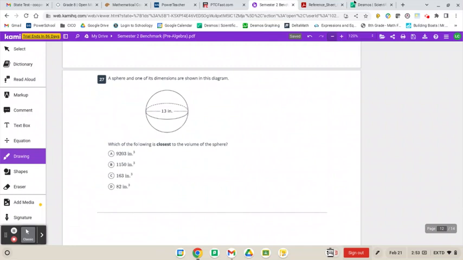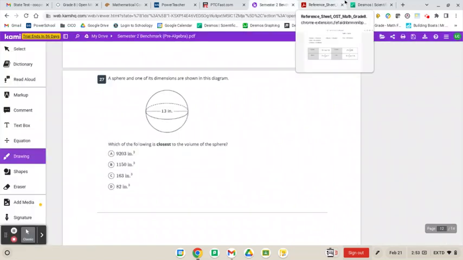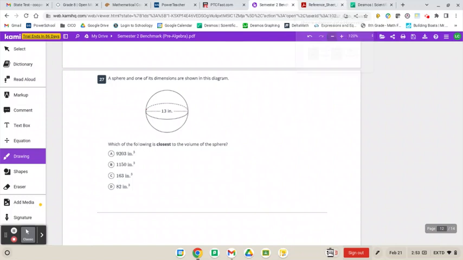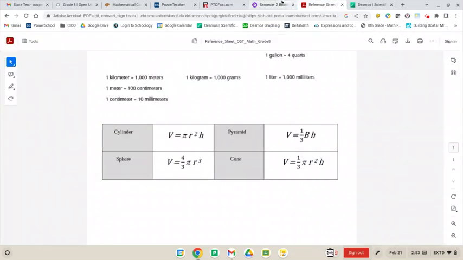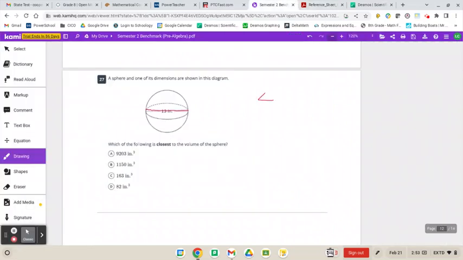And then our last one is a sphere. So we go here. We have 4/3 pi r cubed. So again, they gave us the diameter. So we would cut 13 and a half in half, and you would get 6.5. Sorry, and look at this again. 4/3 pi r cubed. So 4/3 times 3.14 times 6.5 cubed.